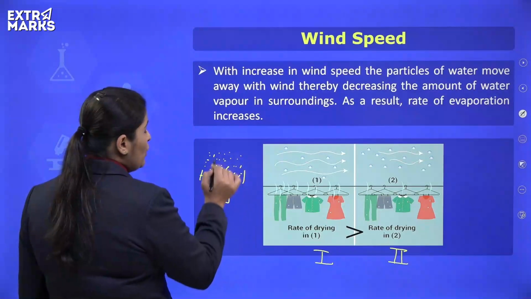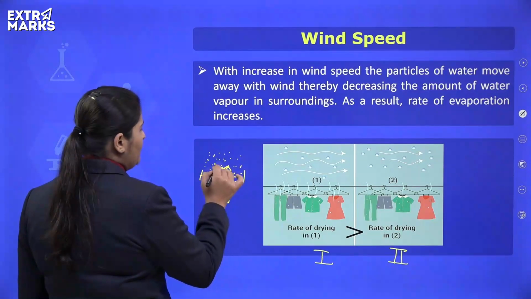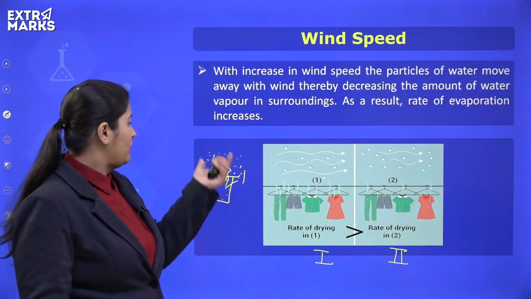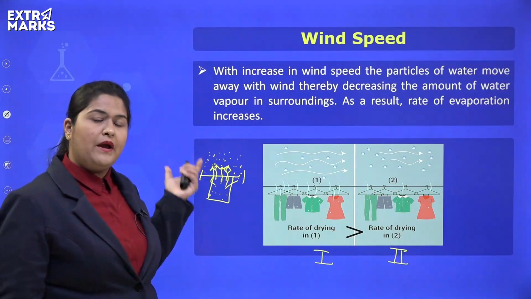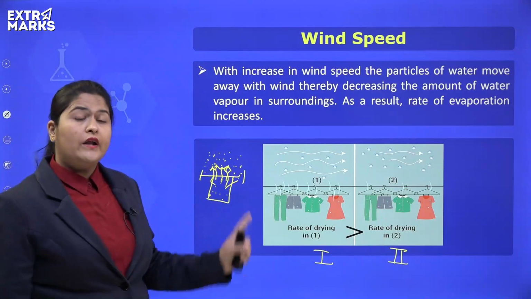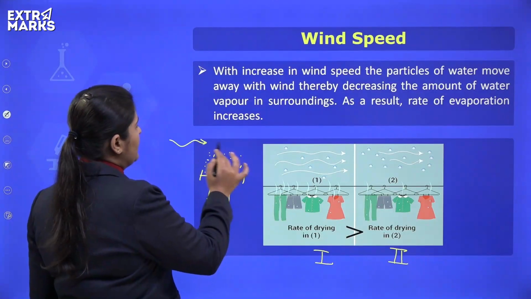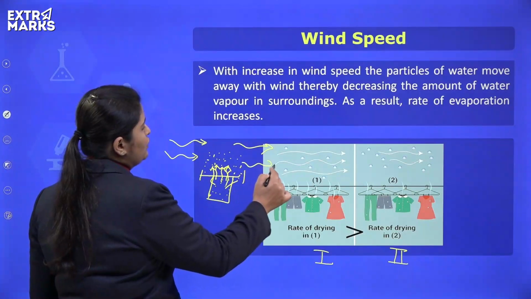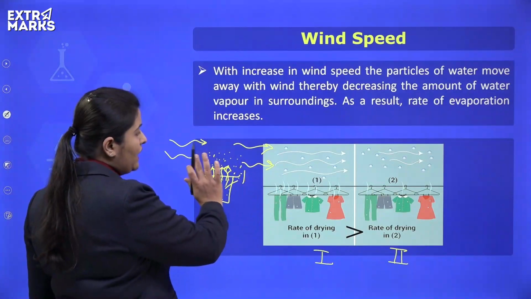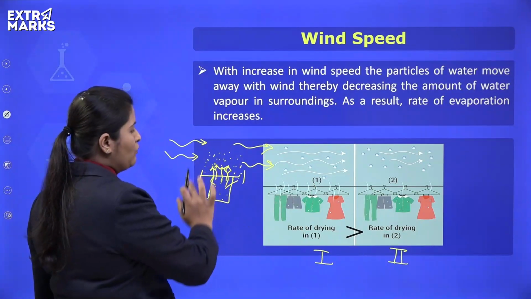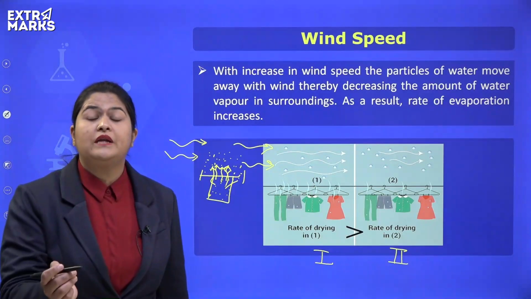Okay, slowly as the drying process progresses, drying will keep on happening, and the water vapor will keep accumulating in this area. Now, what if wind blows from this direction to this direction? When wind blows from one direction to the other, the wind will take away these water vapors along with itself, and the air around this cloth will again be empty.